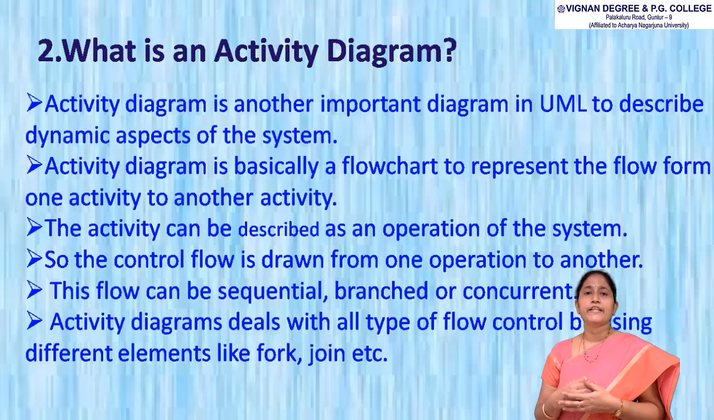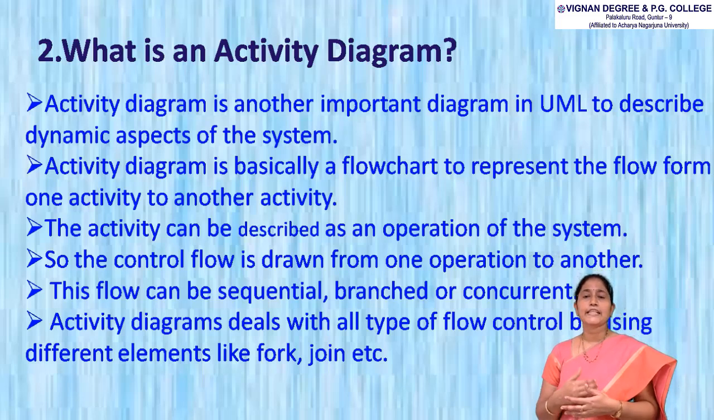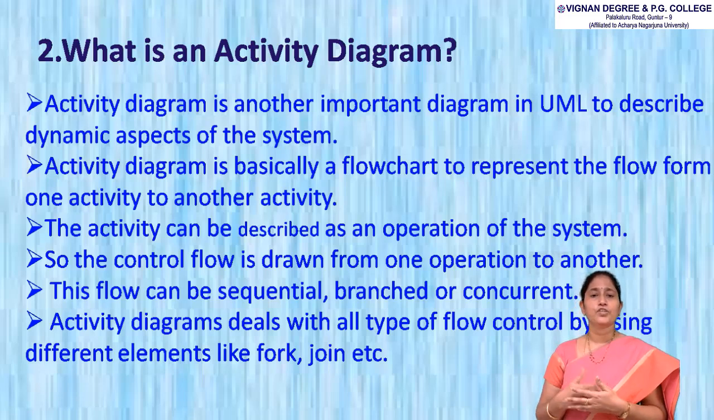So what is an activity diagram? An activity diagram is another important diagram in UML. It describes the dynamic aspects of the system. An activity diagram is basically a flowchart to represent the flow from one activity to another activity. The activity can be described as the operations of the system. So the control flow is drawn from one operation to another. This flow can be sequential, branched or concurrent. Activity diagrams deal with all types of flow control by using different elements like fork and join.